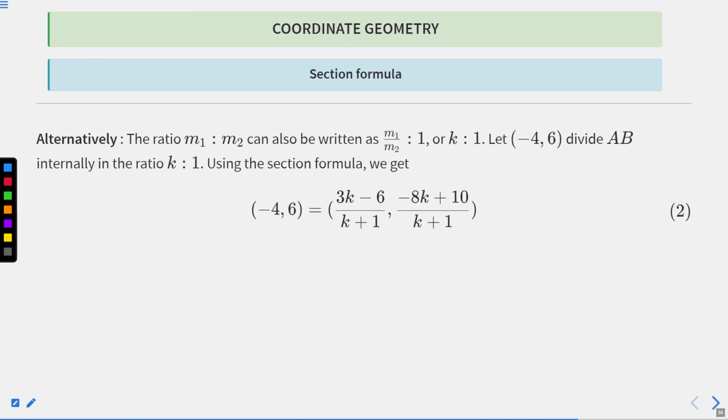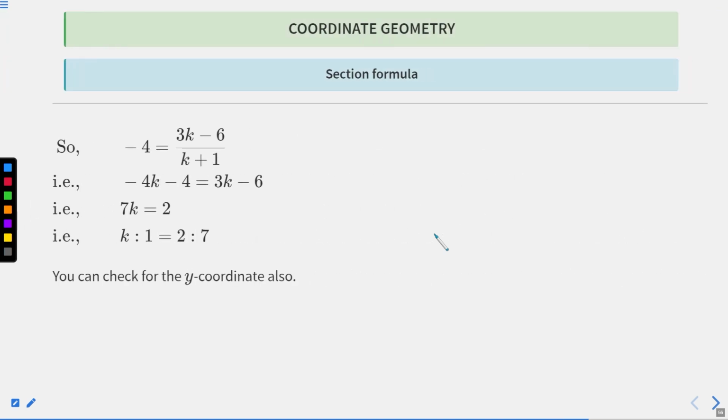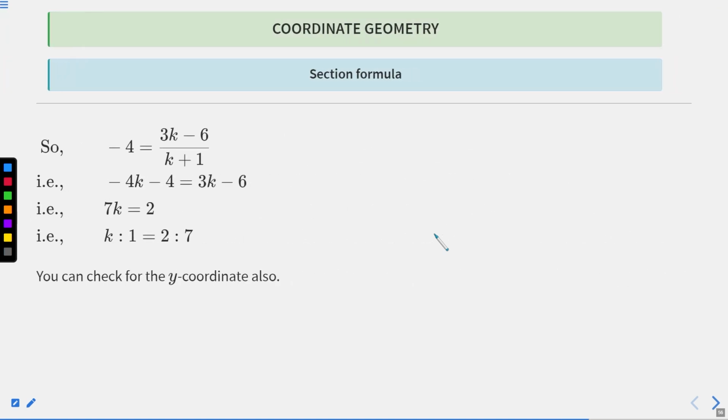So the ratio m1 is to m2 can also be written as m1 by m2 is to 1. Okay, so let the ratio be k is to 1, and let minus 4, 6 divide AB internally in the ratio k is to 1, and using the section formula we get minus 4, 6 is equal to 3k minus 6 divided by k plus 1, comma minus 8k plus 10 divided by k plus 1. Now if we use this result, x comma y is equal to a comma b, it implies x equal to a and y equal to b.